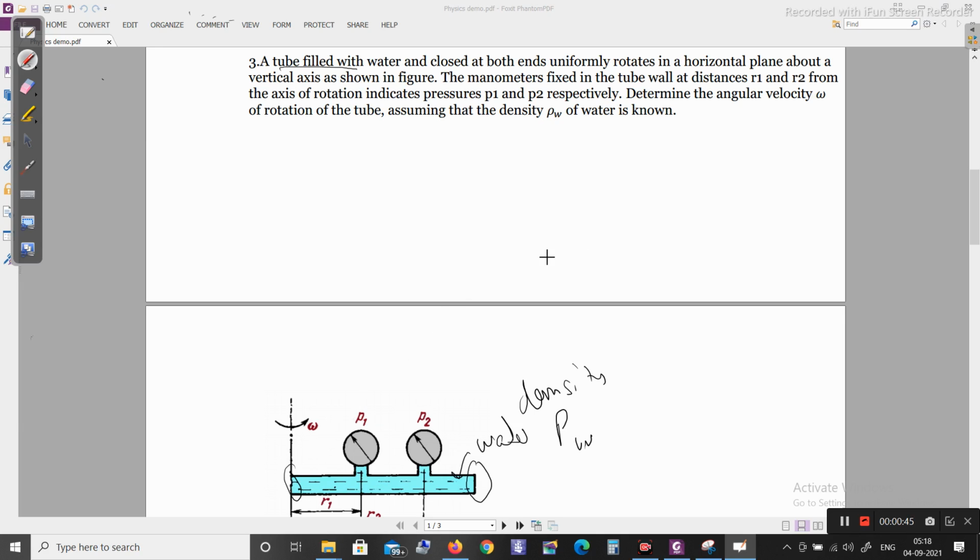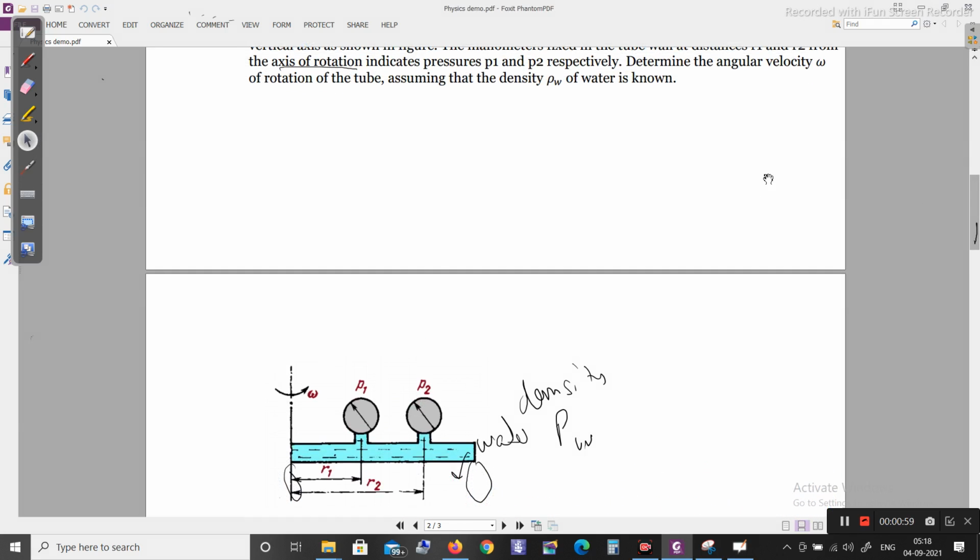Now from the axis of rotation there are two manometers fixed on the tube at distances r1 and r2. They are measuring the pressures P1 and P2. And now we have to determine the angular velocity with which the tube is rotating.